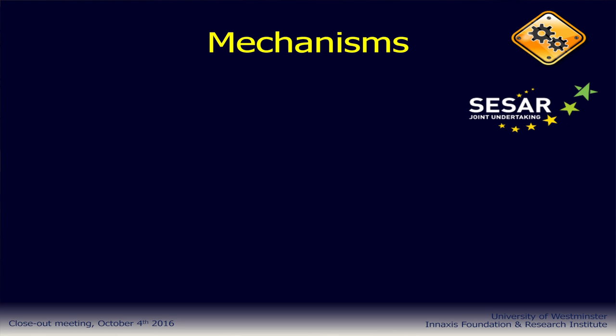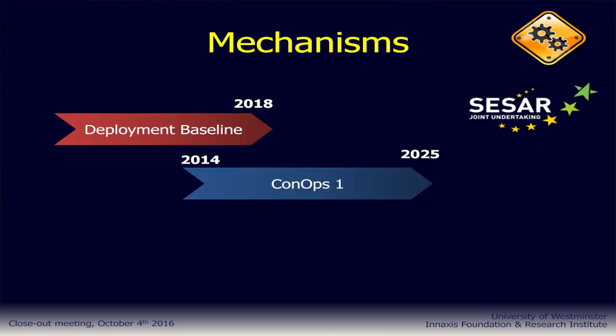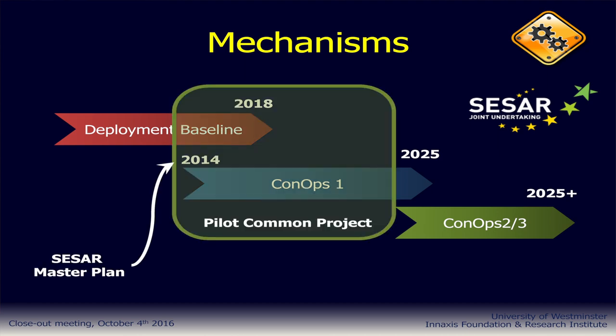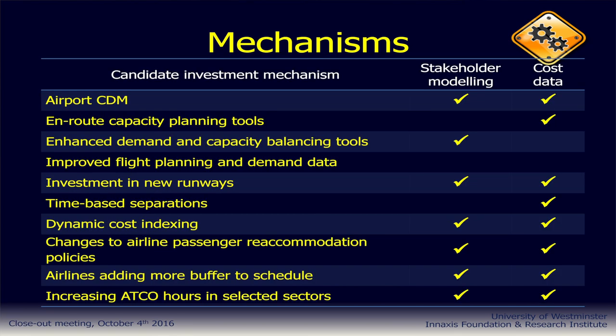So we look in SESAR documentation, and we look in the deployment baseline, the CONOPS, and then with the SESAR master plan, that's where we look in the pilot common project, like which are the different solutions mechanisms that are planned. And here you can see a list of some of them. This is already a short list of mechanisms. For most of them, we will be able to find the cost data, but maybe for some of them, we don't have stakeholders modeling or the stakeholder uptake or these different parameters.